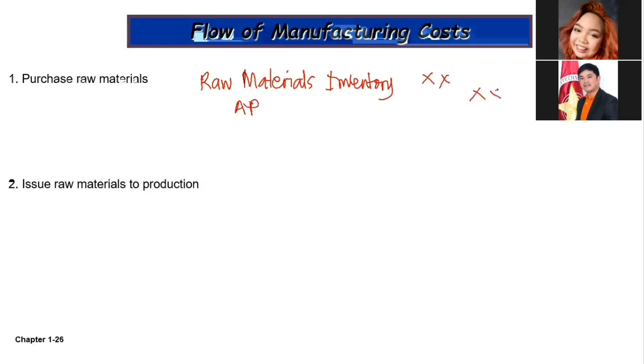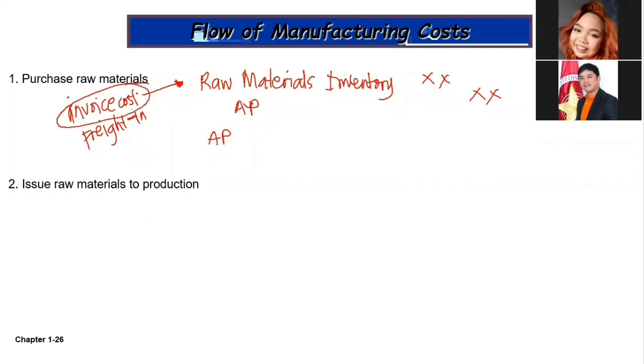Okay? Pero sometimes there are inventories, there are raw materials na may defects. So what do we do? So we return the materials. Anong entry natin pag nag-return tayo ng materials? Of course, the accounts payable would be reduced. However, the amount of raw materials include the invoice cost. Ano pa? Invoice cost kasama yung freight in. Okay? Kasama yung freight in for the amount of raw materials inventory. Pero, ang pwede mo lang i-deduct sa accounts payable mo ay yung may kinalaman sa invoice cost.